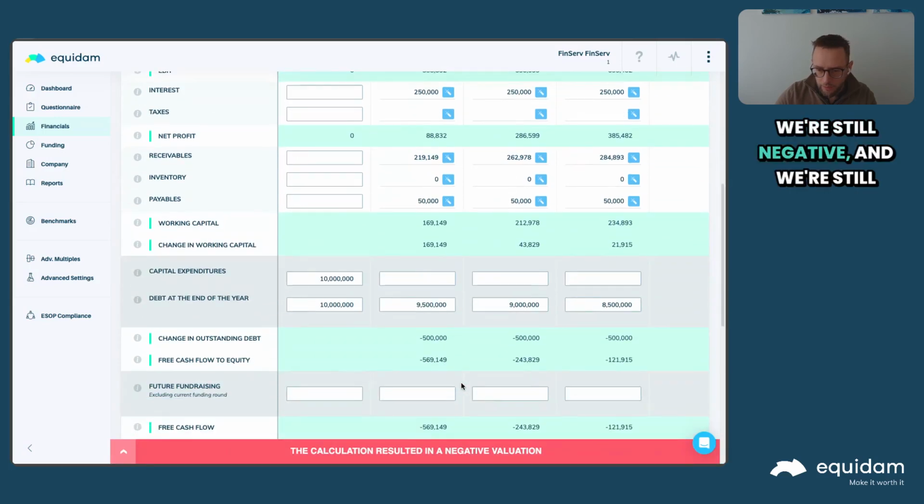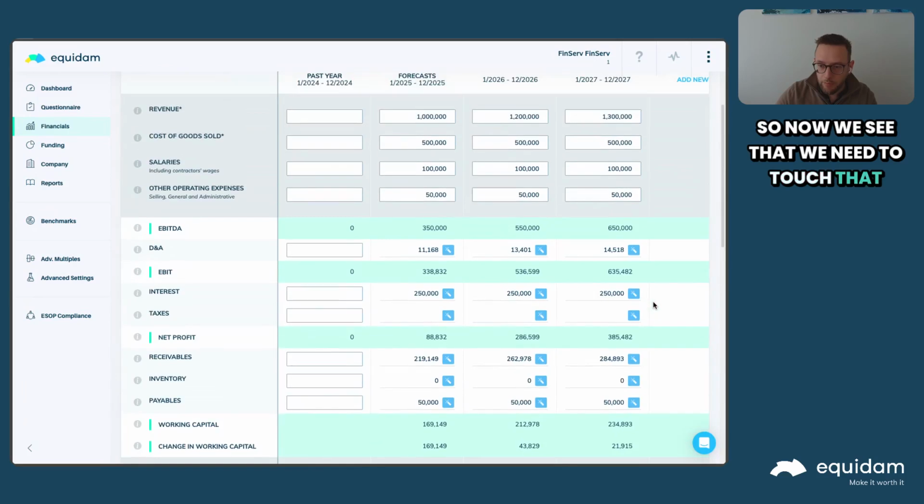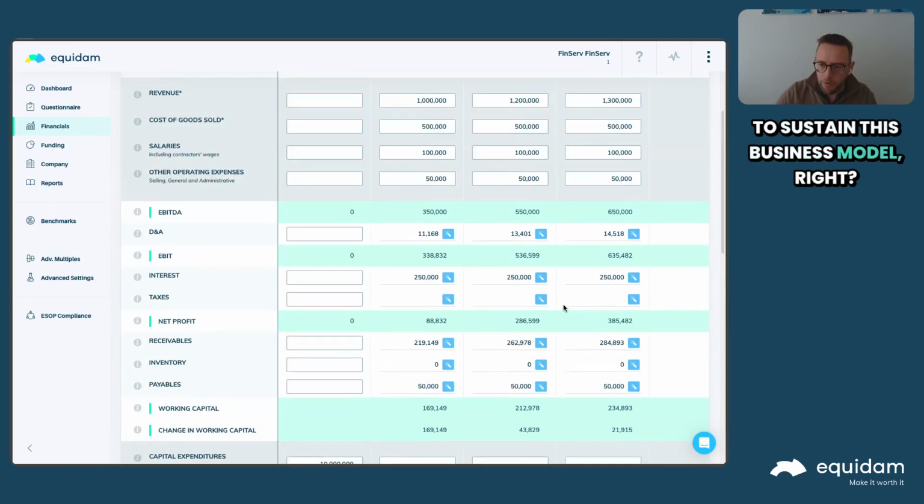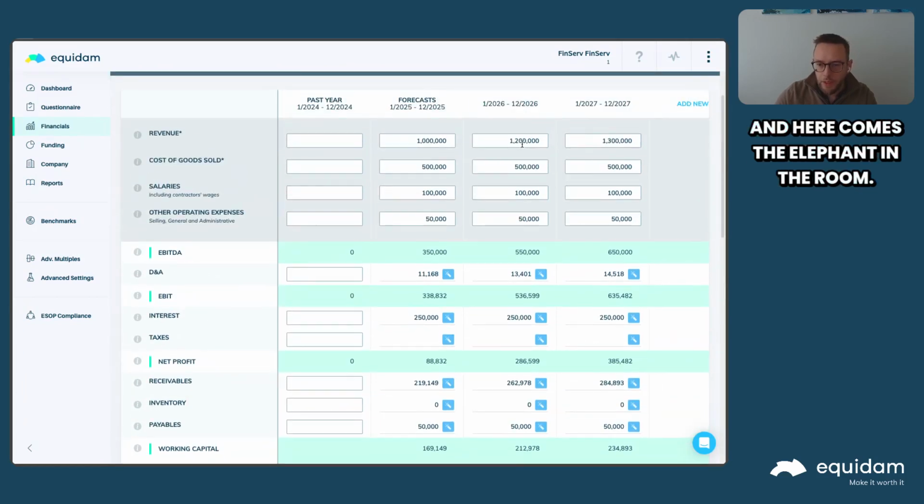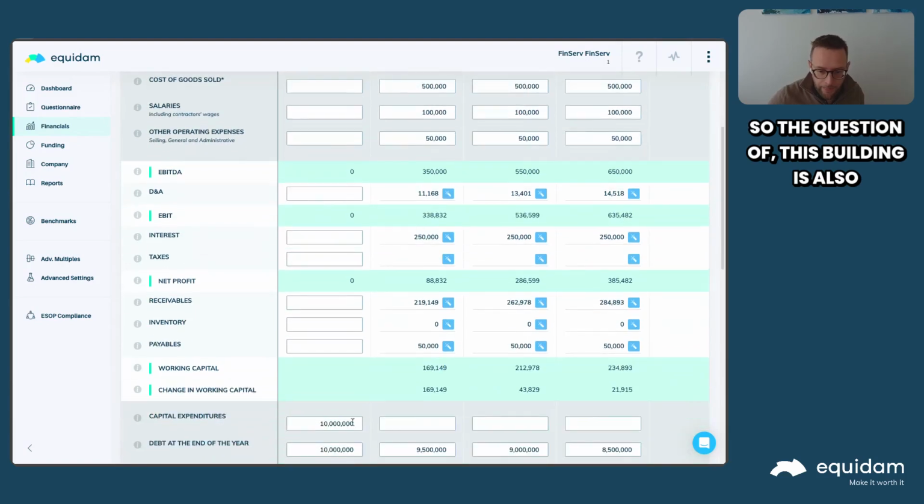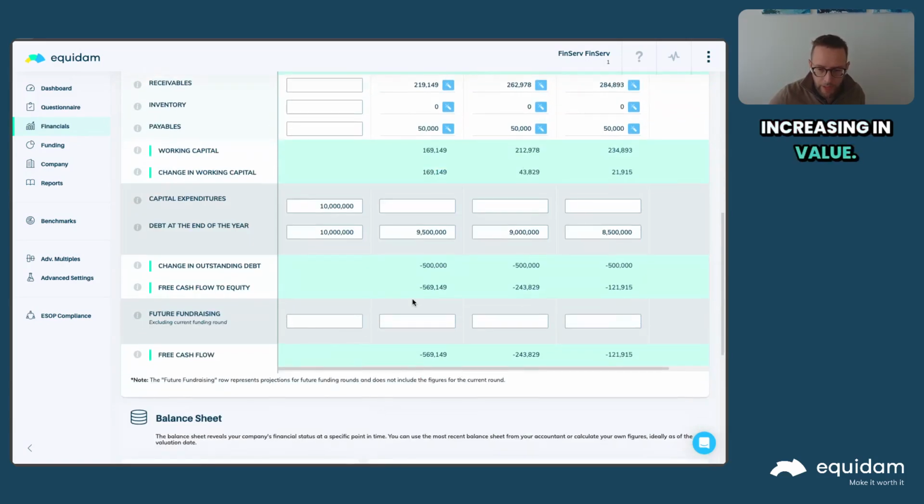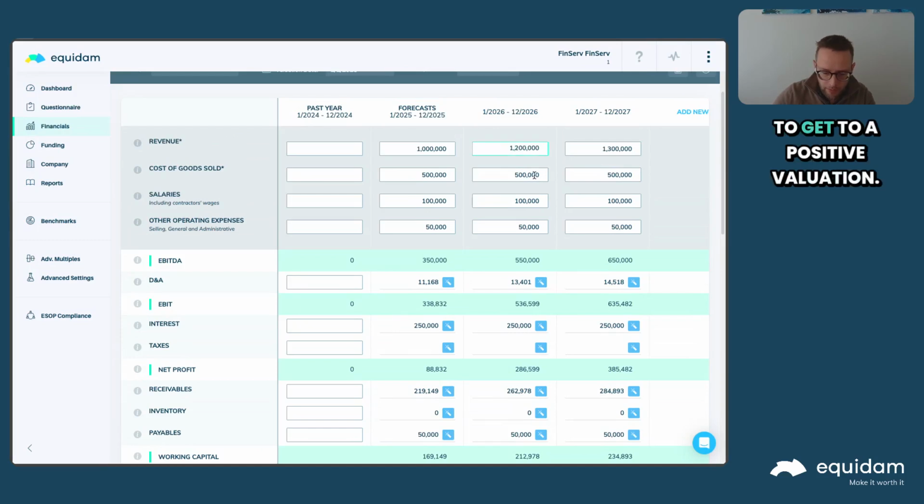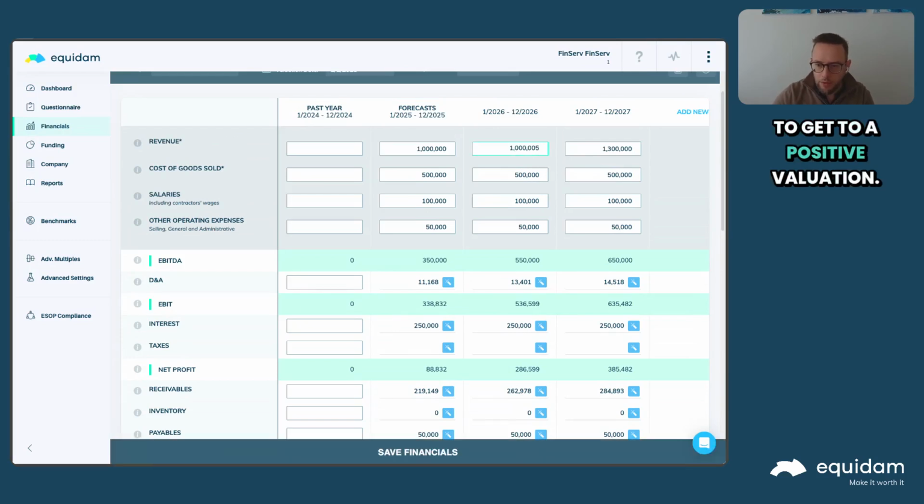We're still negative, and still negative every year. So now we see that we need to touch the profitability. We fix pretty much everything that is fixable, but our profitability is still not enough to sustain this business model. And here comes the elephant in the room: this building is also increasing in value. Where do I see that? We will answer that, but let's first try to get to a positive valuation.